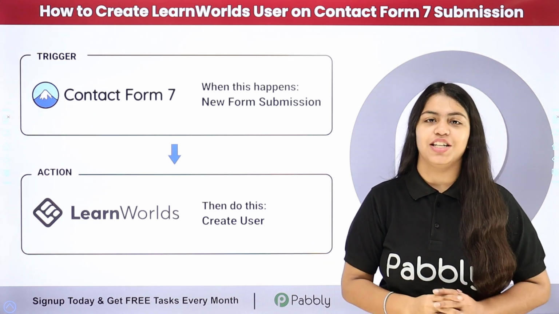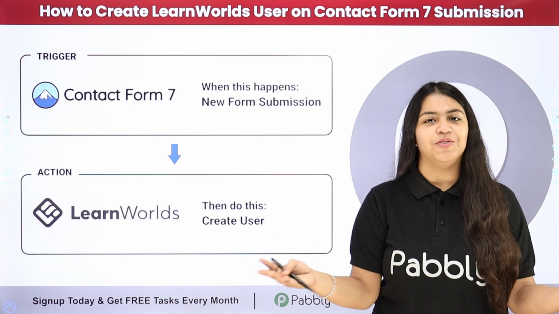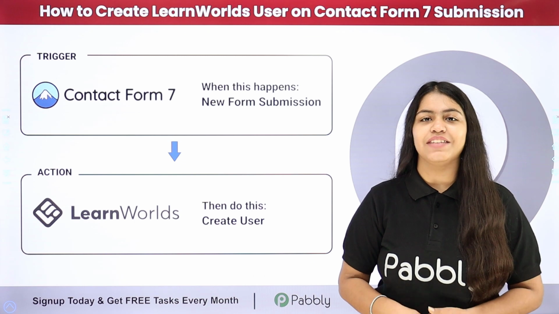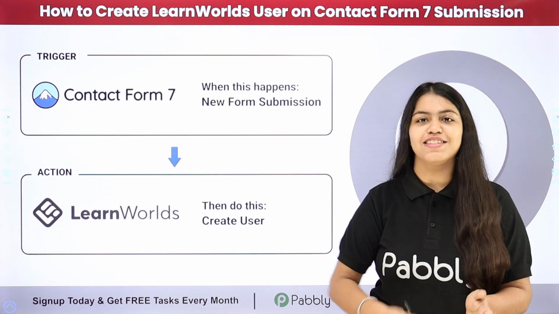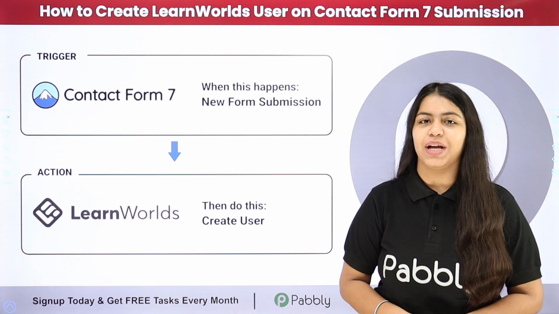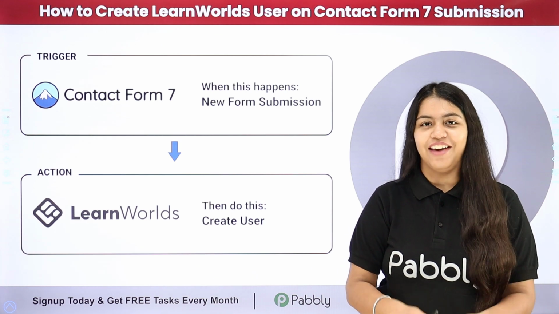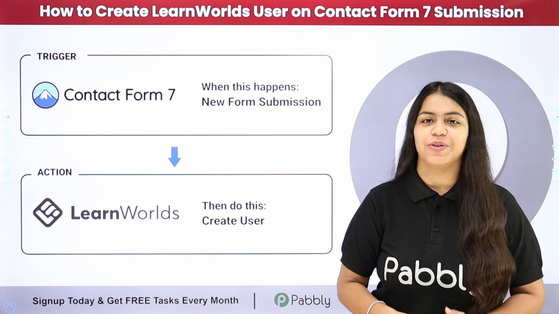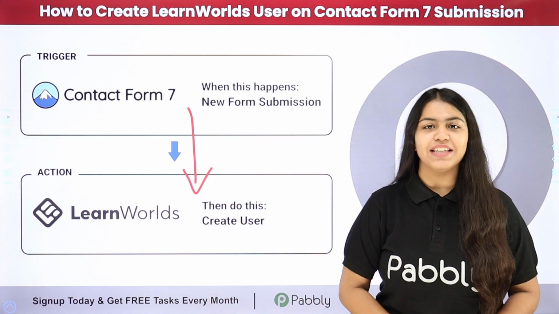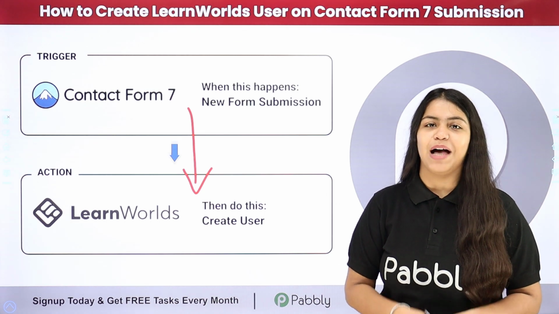So here I'm running an edutech company and we collect the details of our potential clients with the help of Contact Form 7. And now what I want is that as soon as we receive the details of our potential clients, automatically with the help of these same details, a new user should be created in my LearnWorlds account too. That too without any manual efforts. So to do this, we are going to create a connection between Contact Form 7 and LearnWorlds. To create this connection without knowing any programming or coding language, we are going to use Pabbly Connect.